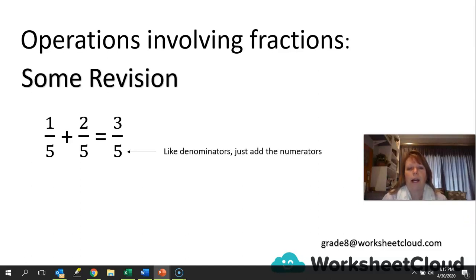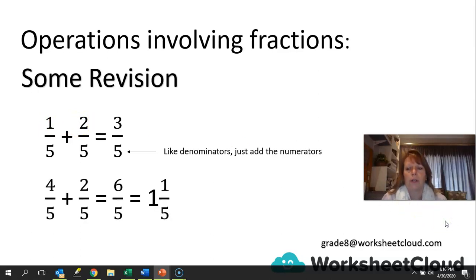And when you have like denominators, or the denominators are the same, you just add the numerators. So as you can see in the example, 1/5 plus 2/5 gives you 3/5. Okay? It's a little bit like algebraic expressions and equations. When you have got like terms, and in this case like denominators, you will just be able to add your numerators together. Okay, let's go on. Let's look at another example.